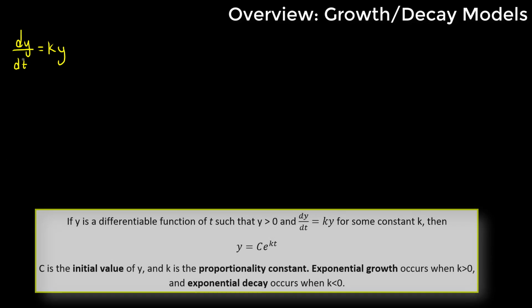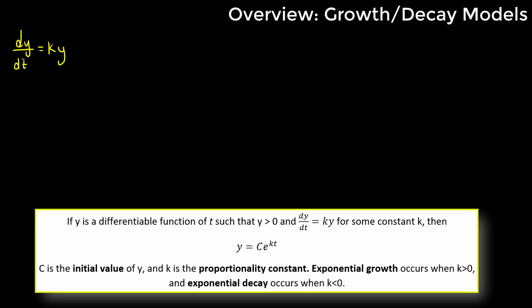So here's a theorem your textbook might present. If y is a differentiable function of time such that y is greater than 0 and the derivative of y is equal to k times y for some constant k, then y equals c multiplied by e raised to the power of k times time. So c is the initial value of y, and k is the proportionality constant. Exponential growth occurs when k is greater than 0, and exponential decay occurs when k is less than 0.